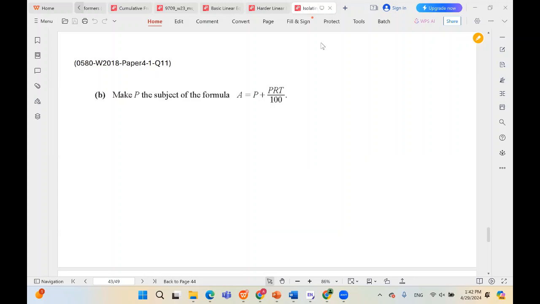Make p the subject of the formula a equals p plus prt over 100. So let's first try to get a common denominator here. So to get the common denominator, you will want 100 here in the denominator and 100 in the numerator as well. So a equals 100p over 100 plus prt over 100. And you can then add them up. So a equals 100p plus prt over 100.